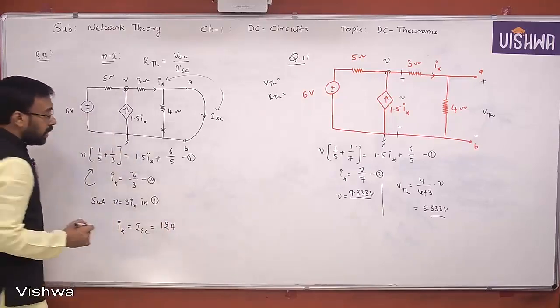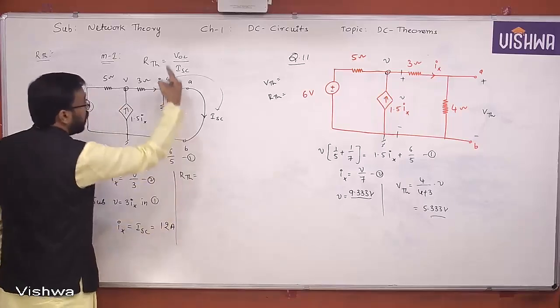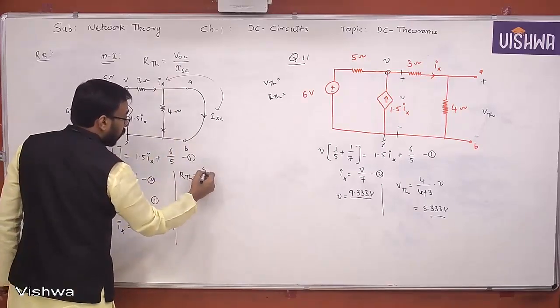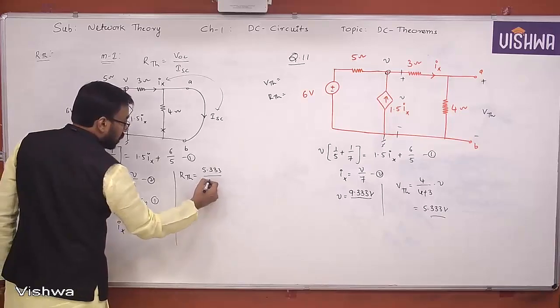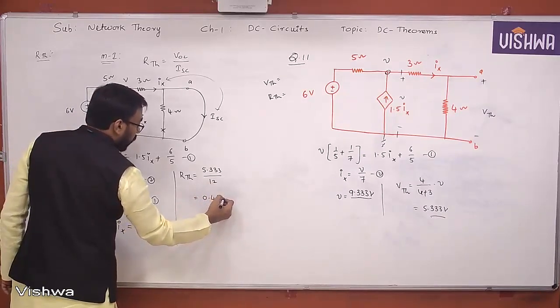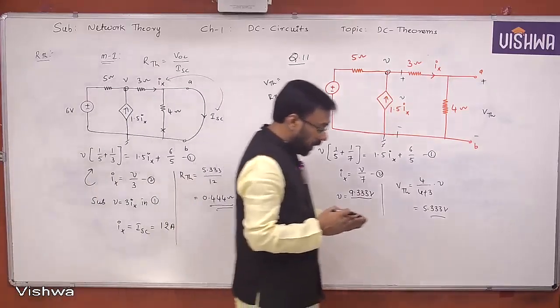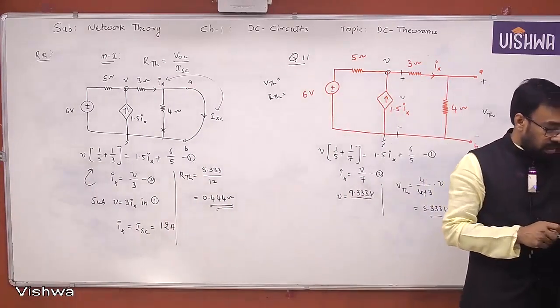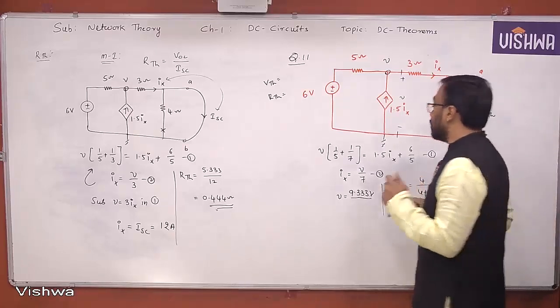Understand? Okay. Now according to the formula, what is RTH? Just now you have seen the formula. VOC is how much? 5.333 volt. I Norton is how much? 12. You will get 0.444 ohm. Okay, you can calculate that. You will get 0.444 ohm. So this is how you need to calculate.